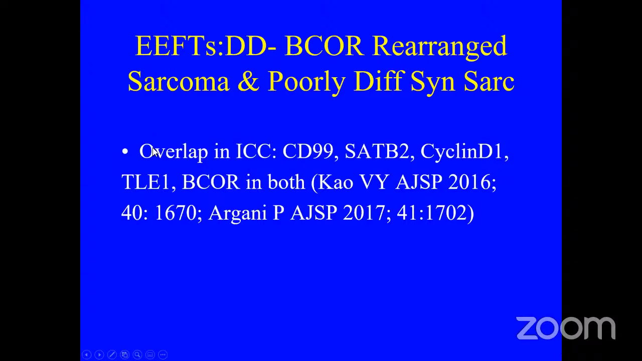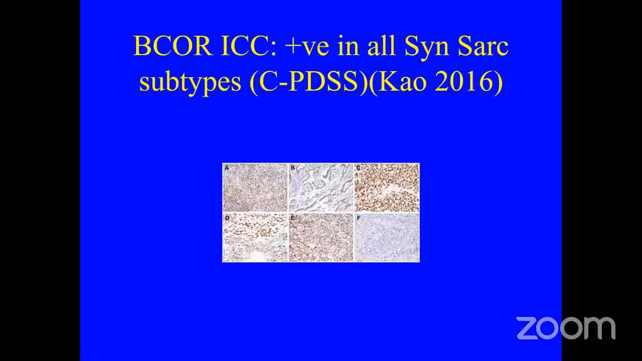And this overlap is further extended into the poorly differentiated synovial sarcoma. So the overlap in the IHC markers listed here on this slide, CD99, SATB2, cyclin D1, TLE1, and so forth, is seen both in BCOR rearranged sarcoma and poorly differentiated synovial sarcoma. And therefore, distinguishing between these two tumors on the basis of IHC profile may be difficult, although now we have the IHC marker for the fusion protein in synovial sarcoma, but that has been a recent addition. So in the older literature, the overlap of IHC profile is still emphasized.